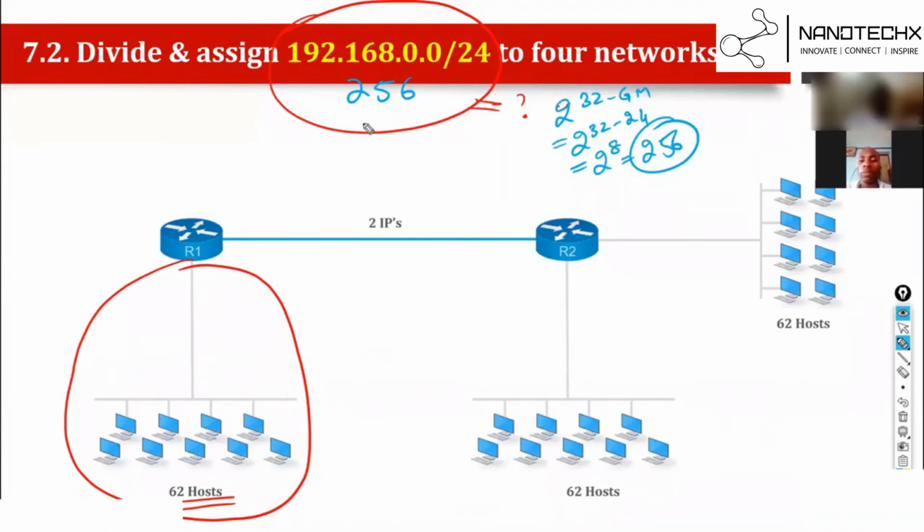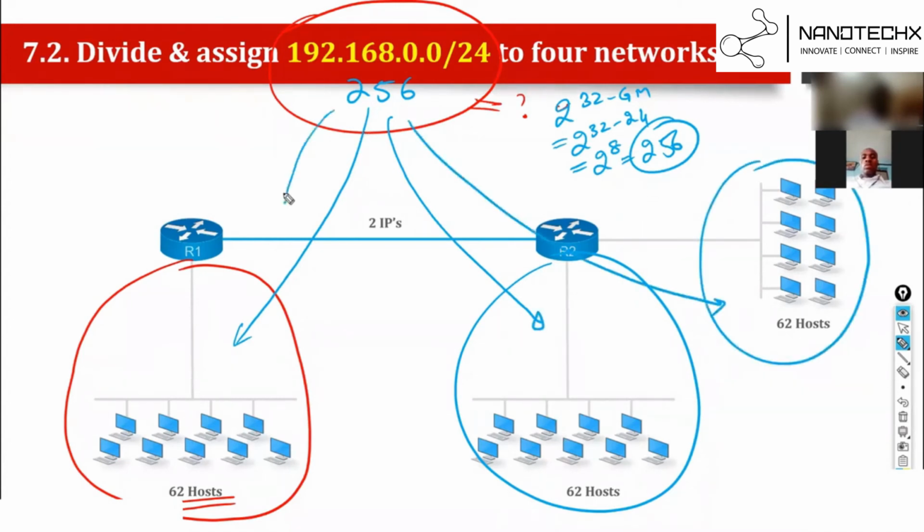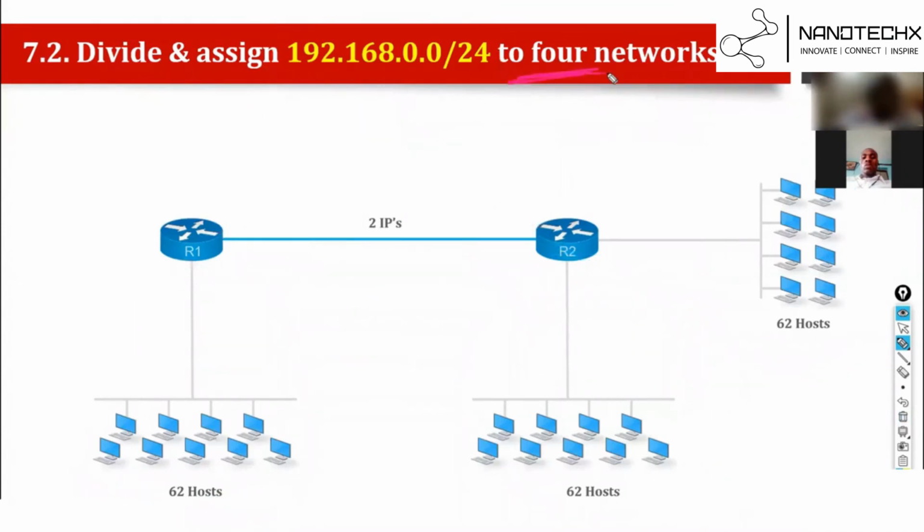So out of these 256, they want us to place 62 into this network, 62 in here, then 62 into this third one, and then we need 2 IP addresses here because this is also a network between the 2 routers. Each port on a router is part of a layer 3 network. Total 4 networks. It means we have to divide this one into 4 networks.